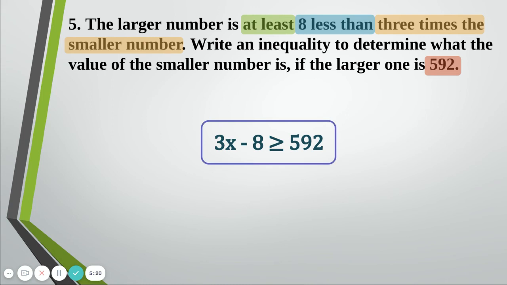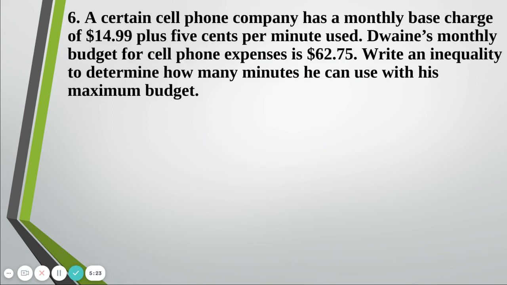Last example. A certain cell phone company has a monthly base charge of $14.99 plus 5 cents per minute used. Dwayne's monthly budget for cell phone expenses is $62.75. Write an inequality to determine how many minutes he can use with his maximum budget.